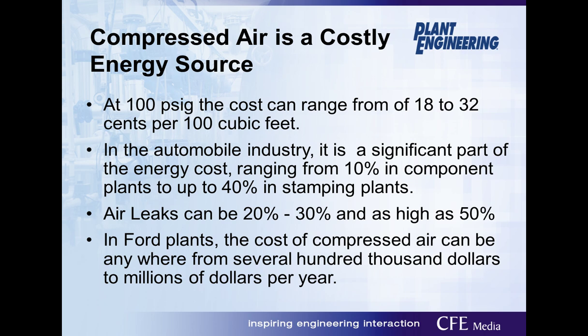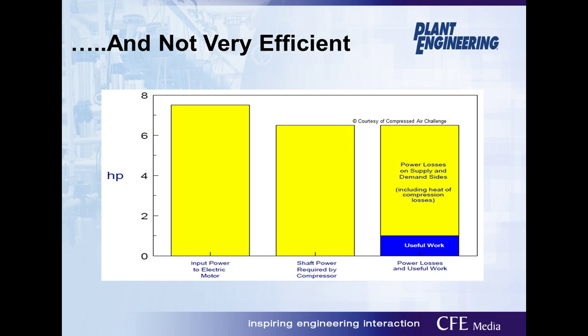In the auto industry, where I came from, it ranged from 10% in the component plants up to 40% in the stamping plants. And air leaks are a huge piece of it. It can be anywhere from 20 to 30%, and it can be as high as 50% in a lot of facilities. And in the Ford facilities I dealt with when I was the global energy manager, that ran from several hundred thousand dollars to even millions of dollars a year just in compressed air costs.